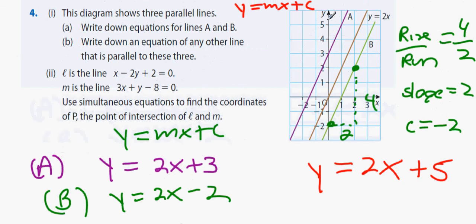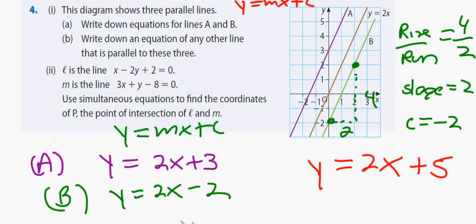So if I was to use 2x plus 5, all I'd have to do is draw a line like this, that is parallel to the other 2. So I'd come down maybe, it'd be like this. There's another line parallel to those ones, right? That's 2x plus 5. Okay? So you can see it's quite easy to get another line that's parallel to these. Okay? So that's the first 2 questions done.